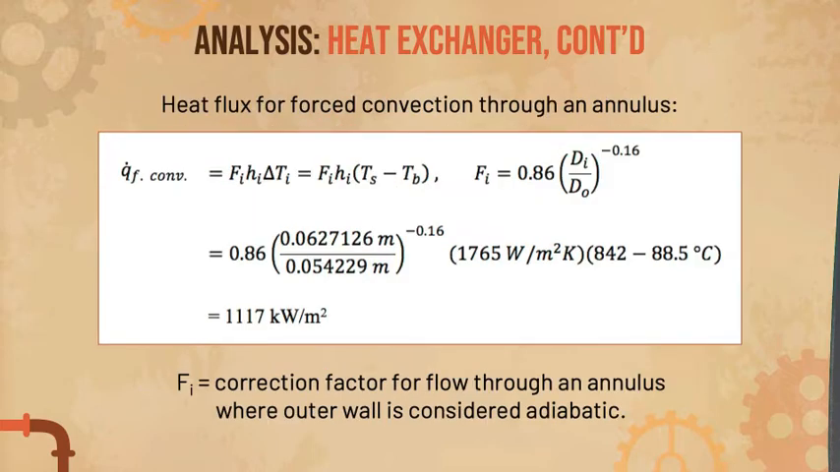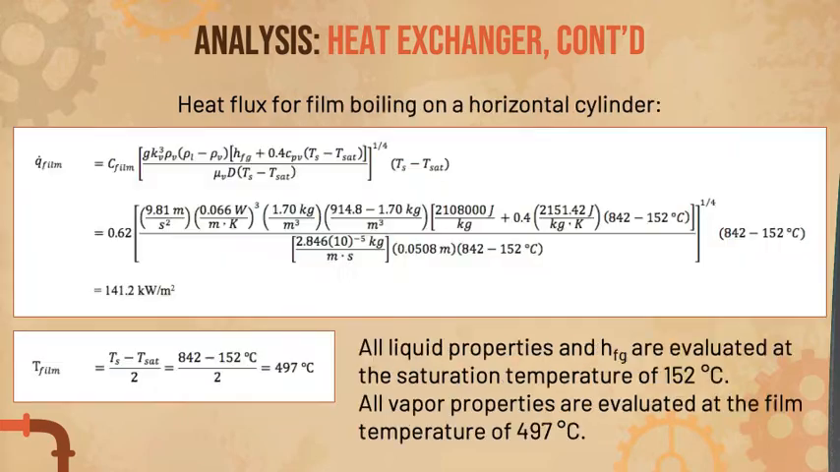Using these values, as well as a correction factor for flow through an annulus where the outer wall is considered adiabatic, we can find the heat flux for forced convection, which comes out to 1,117 kilowatts per meter squared.